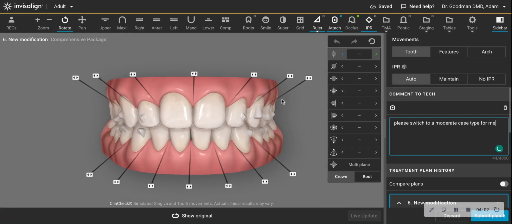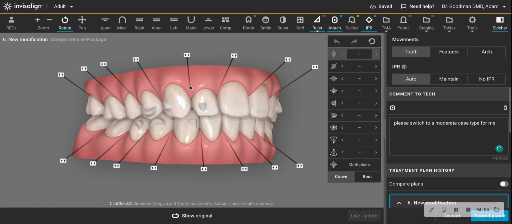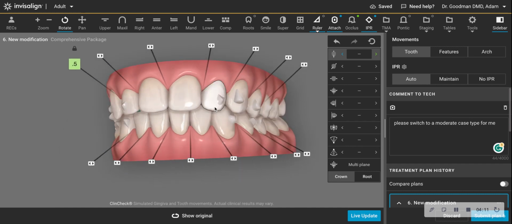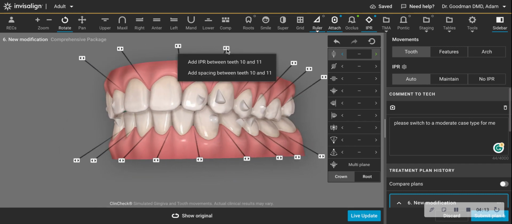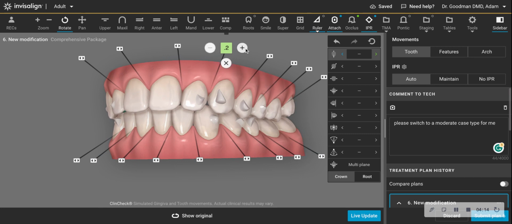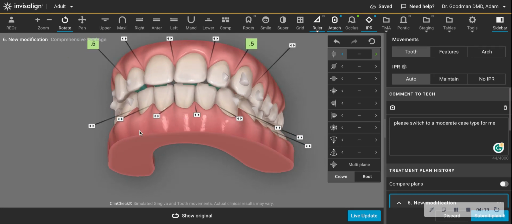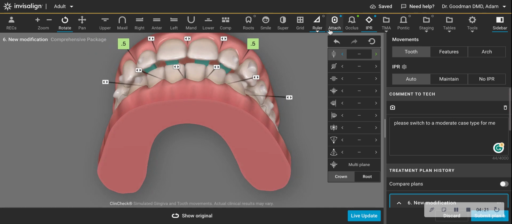Let's hope this comes up quick. Yes, it does. And I will add some space on either side. I will explain to the patient that they have small teeth. This is a relapse case, by the way, and this may be one of the reasons there's relapse. I don't need those bite ramps. Let me take those off.